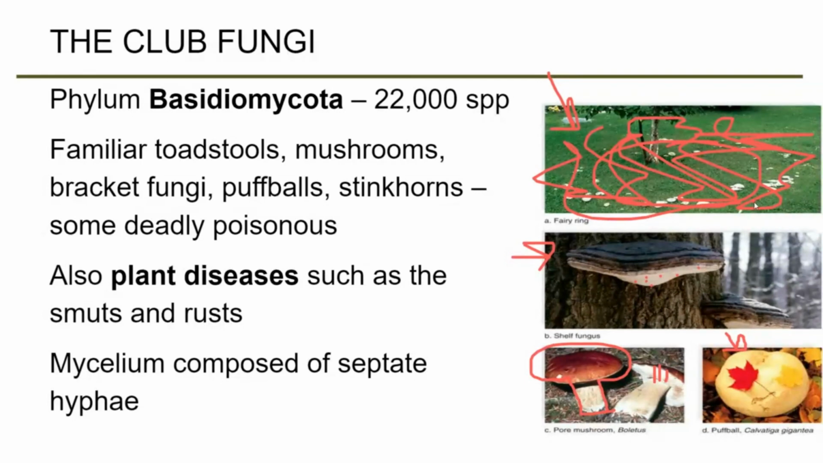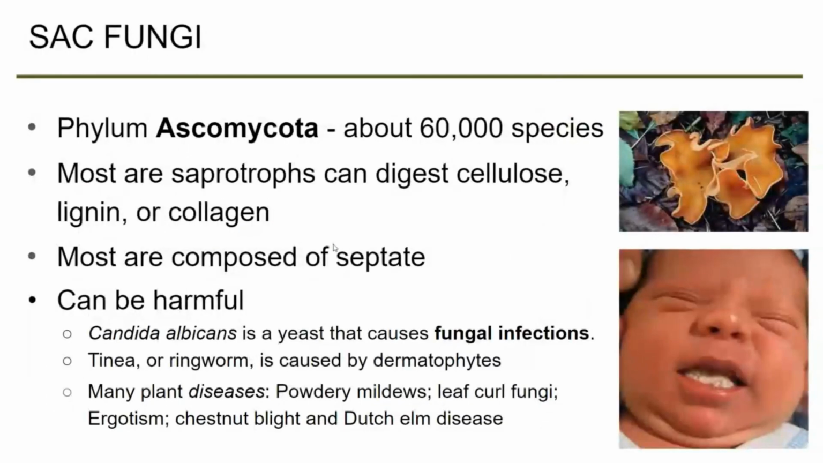Some plant diseases are caused by Basidiomycota, but for the most part, these are some of the main ones that we eat. Most of them have septate hyphae, meaning they have individual cells in their hyphae with one nucleus each. Some of them are poisonous, so generally it's not a good idea to just go out and eat a mushroom that you're not familiar with, but many of them are quite delicious.